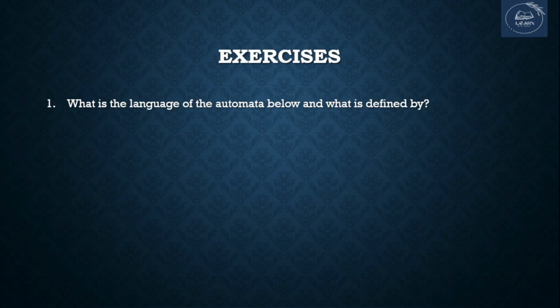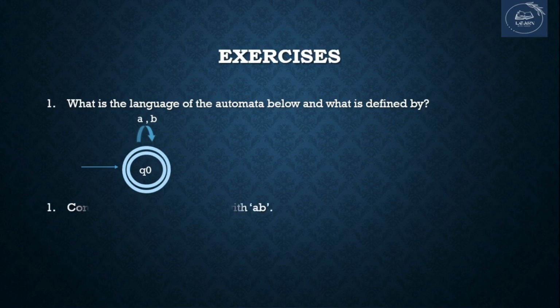So the first exercise is, what is the language of the automata below, and what is it defined by? So we can see this is the automata, and when I say what is defined by, it is just those 5 tuples we did earlier on. You name the number of states you are looking at, the symbols you are looking at, the transition function you can bring out, and the rest. So the start state and the final state. So that's the first question we're looking at.